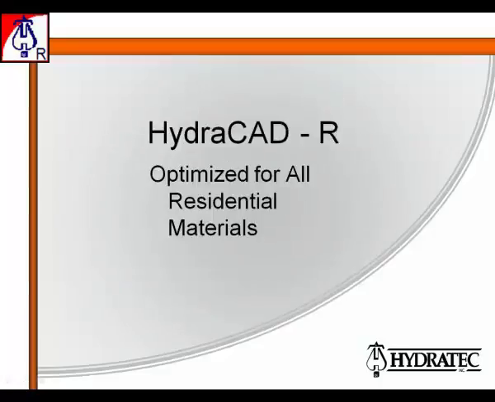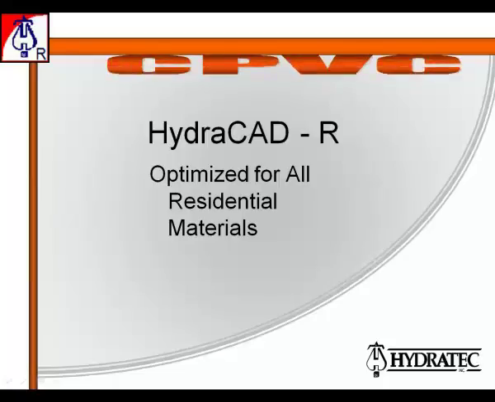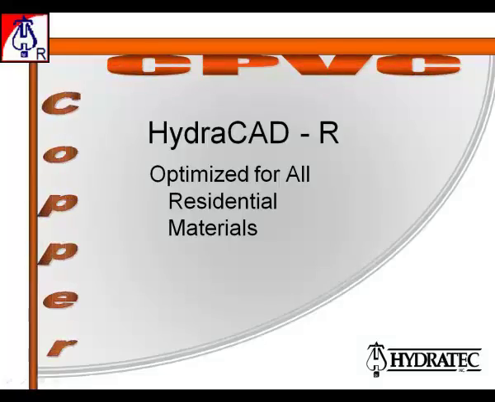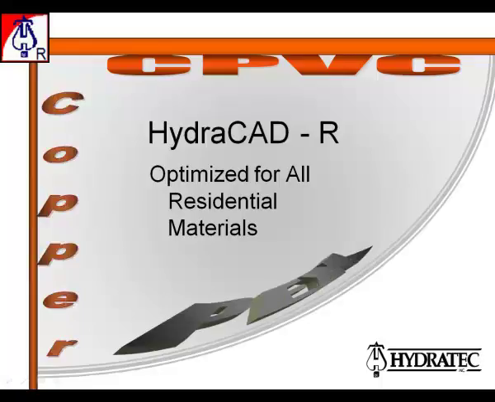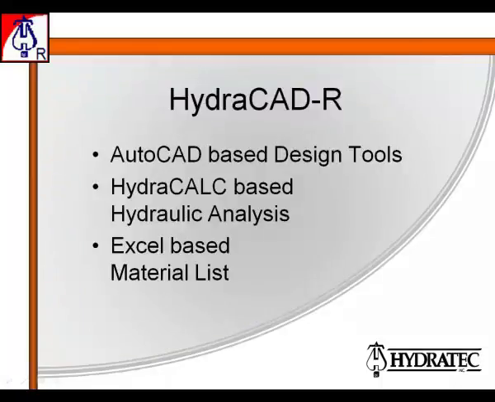HydraCAD-R is optimized for use with all the various materials available for residential sprinklers, such as CPVC, copper, and the flexible PEX pipe. HydraCAD-R is designed to work on top of or along with AutoCAD, the world's leading design software. HydraCAD-R takes the basis of AutoCAD and streamlines the program to function specifically as a system for hydraulic design, analysis, and listing of residential sprinkler systems.